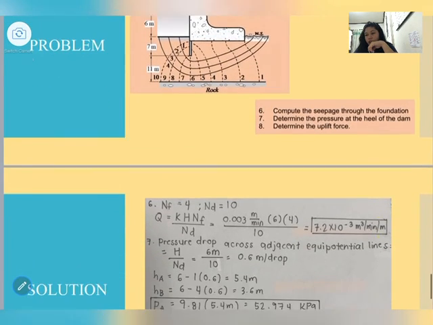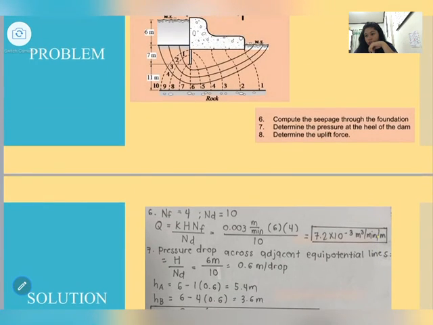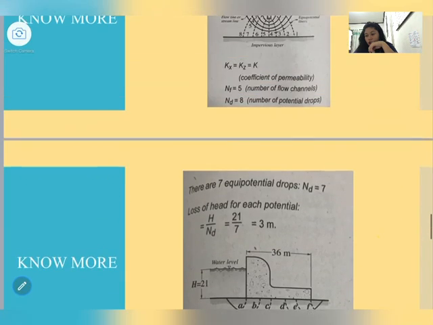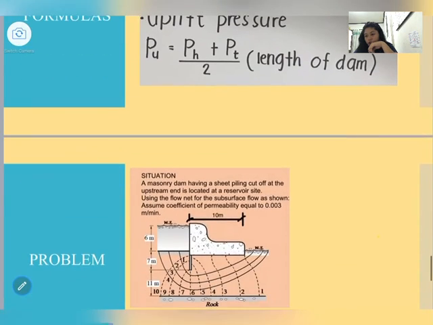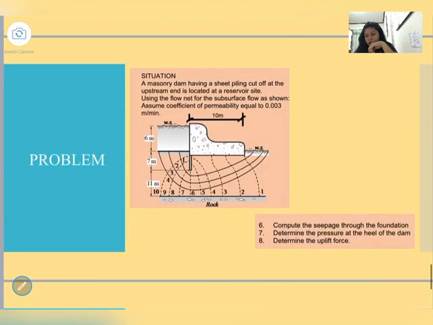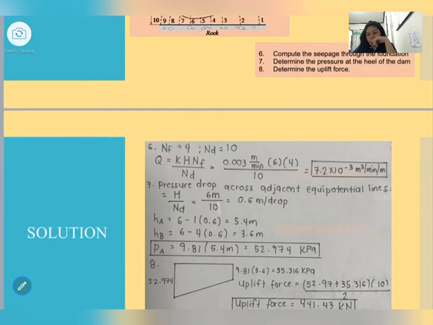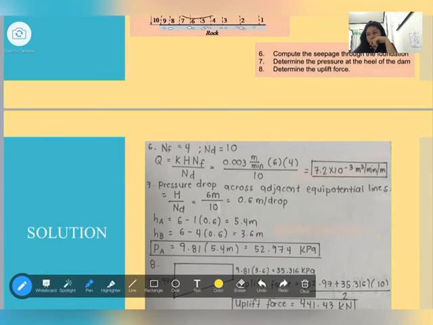So here there are four flow channels and 10 potential drops. Here you can solve for the seepage through this formula. Just input the values given.